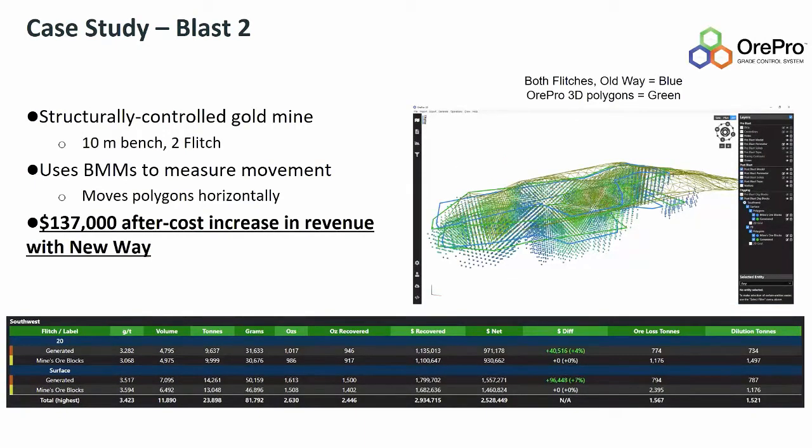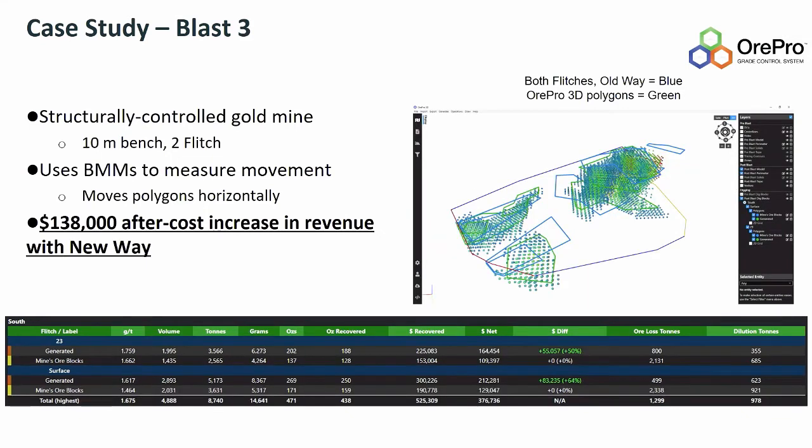Case study 2 is a 10-meter bench with 2 flitches, $137,000 after cost. And I can go through these with anybody that wants to afterwards. Case study 3, $138,000. Now, anybody that happened to have gone by our booth has seen that we've had blasts that are $600,000-$700,000 in value between what the mine was doing in situ, sliding polygons horizontally, and then optimized 3D. So even in 2D, human beings are not capable of optimizing polygons. Now, there are some 2D optimizers out there, but they don't manage the heave, they don't manage the differential movement. It's essentially the same process, move something horizontally. So that's the third case study.